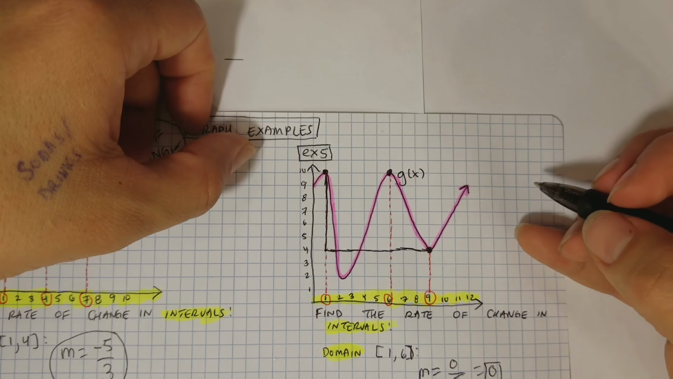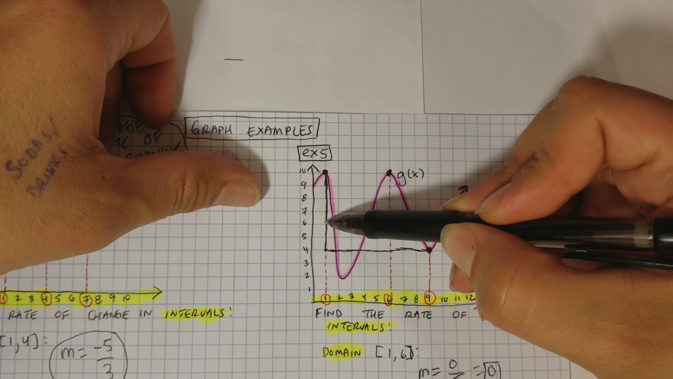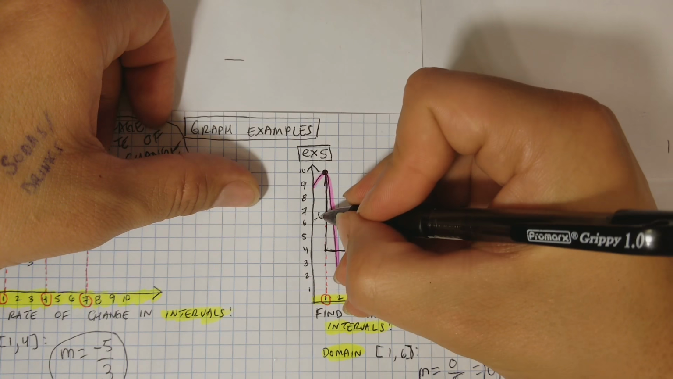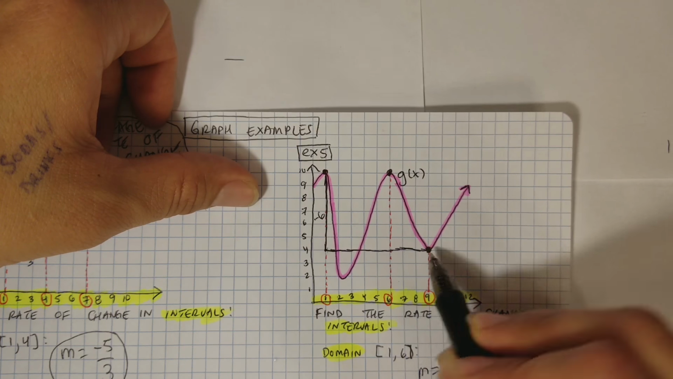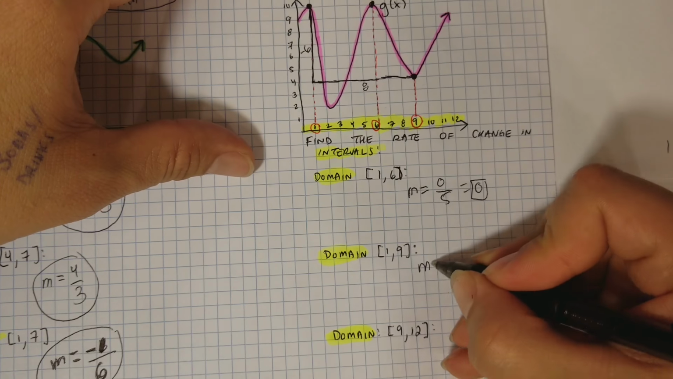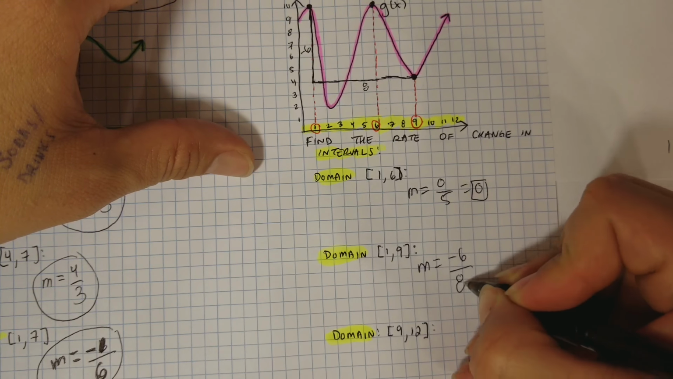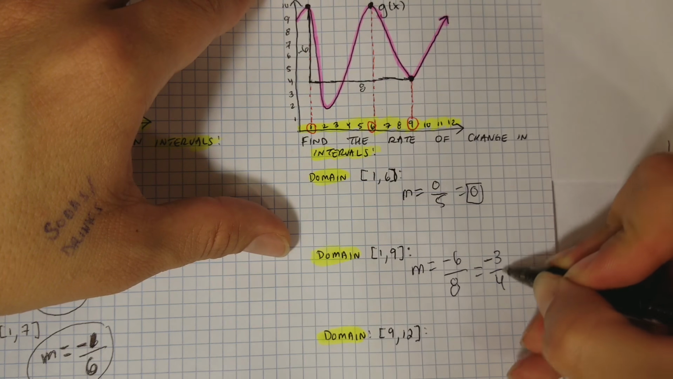All we have to do now is count spaces. So from 1 to 9, I have to go down 1, 2, 3, 4, 5, 6. So down 6. Over to the right, 1, 2, 3, 4, 5, 6, 7, 8. So to the right, 8. So from 1 to 9, my slope is down 6 over 8, which all you could do is simplify. This becomes negative 3 over 4.